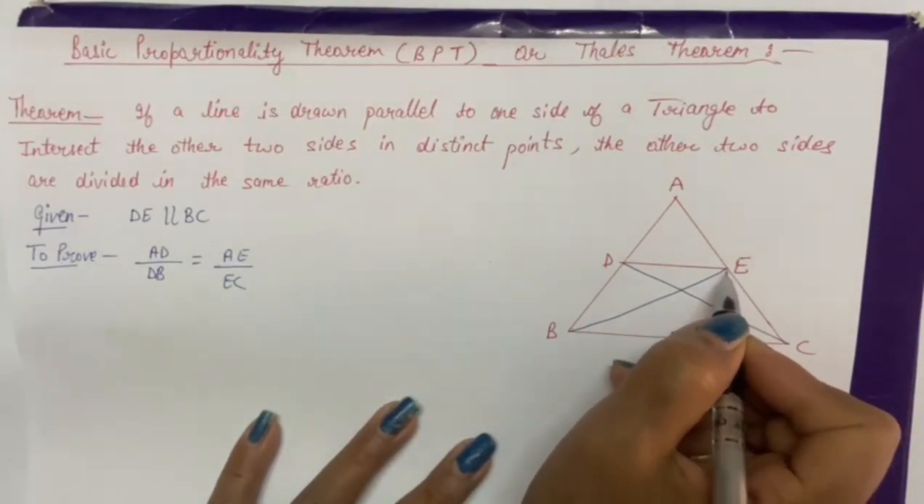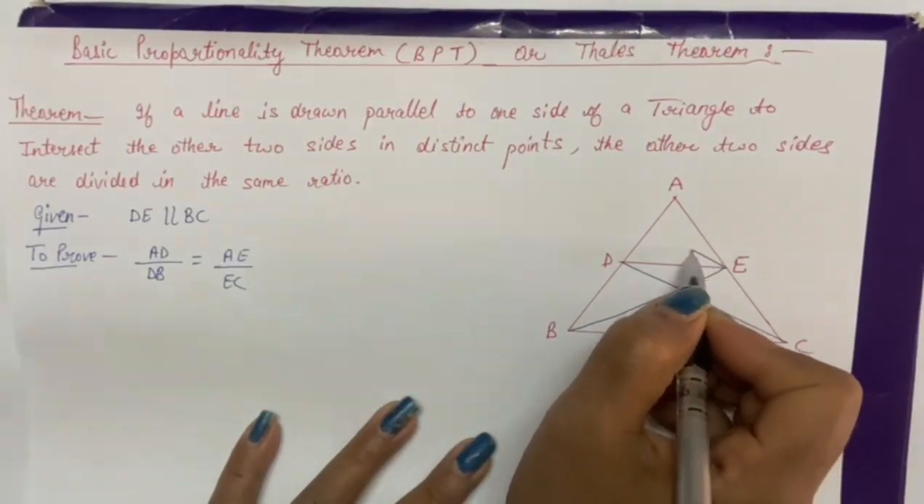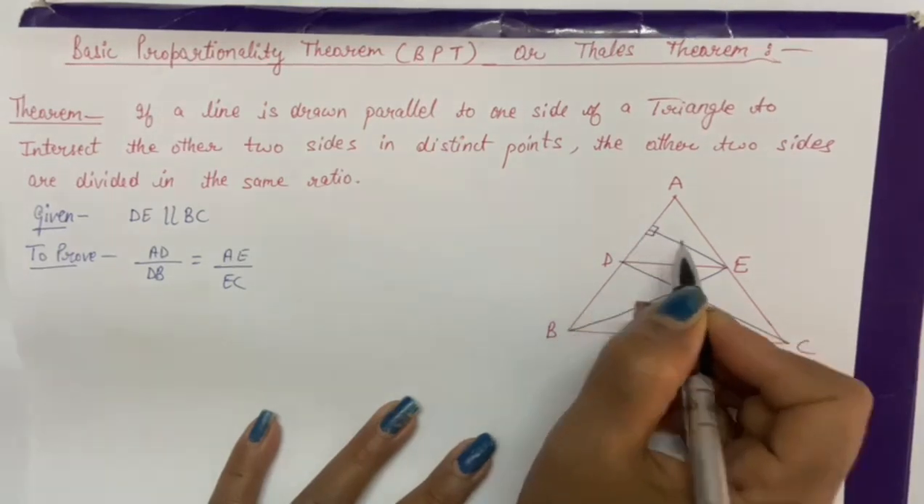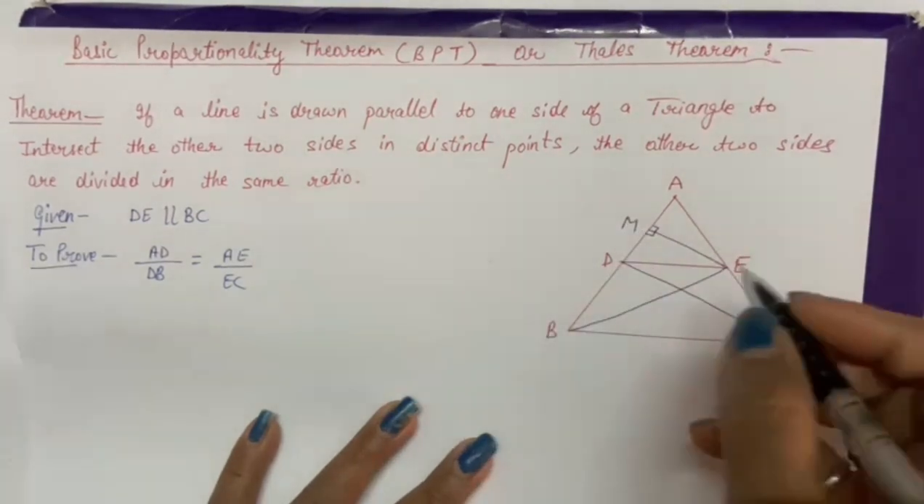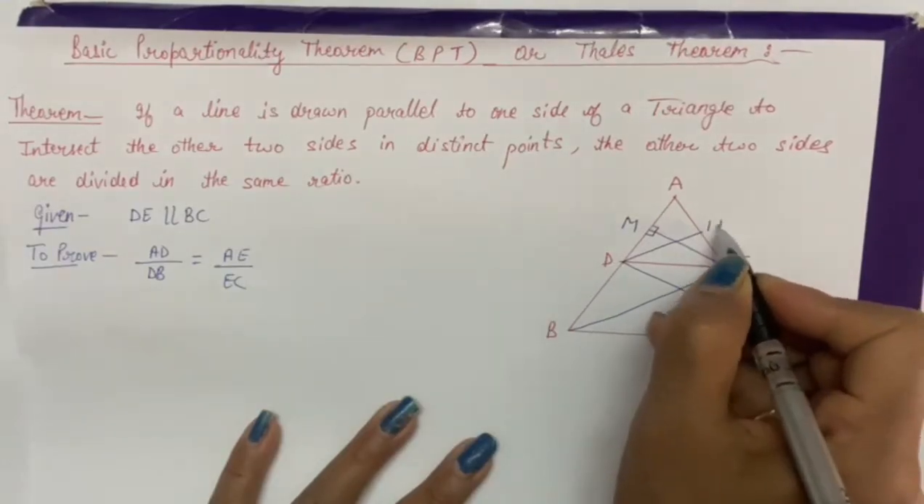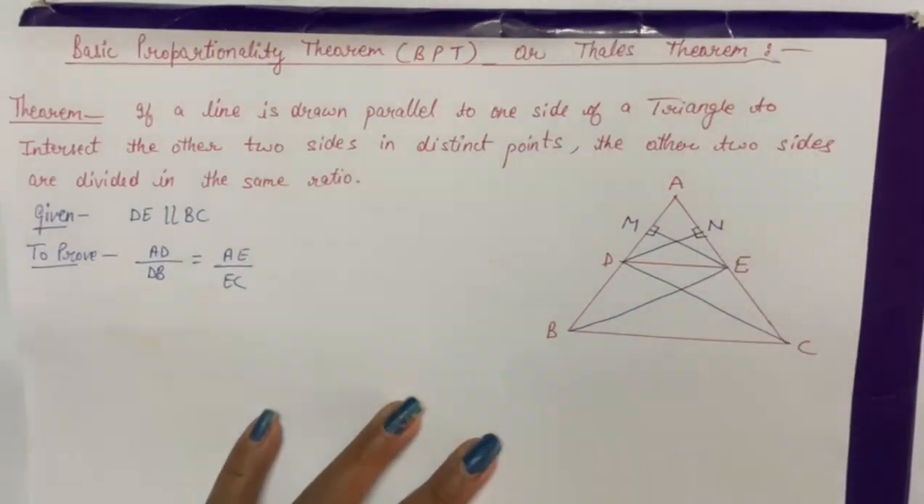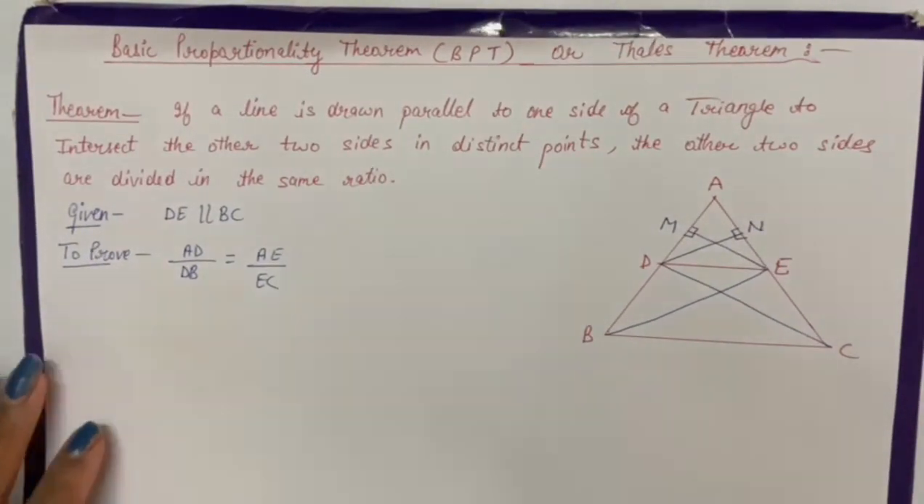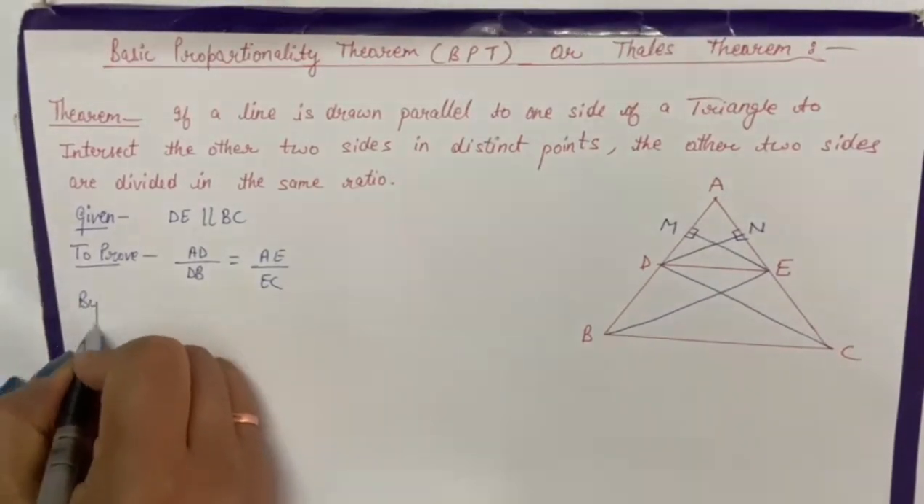So let us draw the first perpendicular. This is the first perpendicular and we can name it as M, and in the similar way this is the second perpendicular. Understood? So now the same construction work we are going to write here.